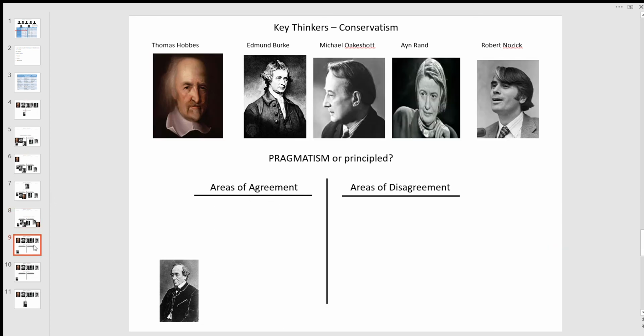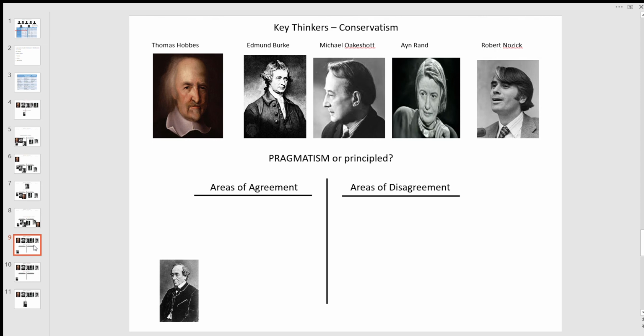Is conservatism pragmatic or is it principled? Pragmatism is behavior shaped in accordance with practical circumstances, whereas principled is dogmatic, a fixed set of beliefs or ideological objectives.